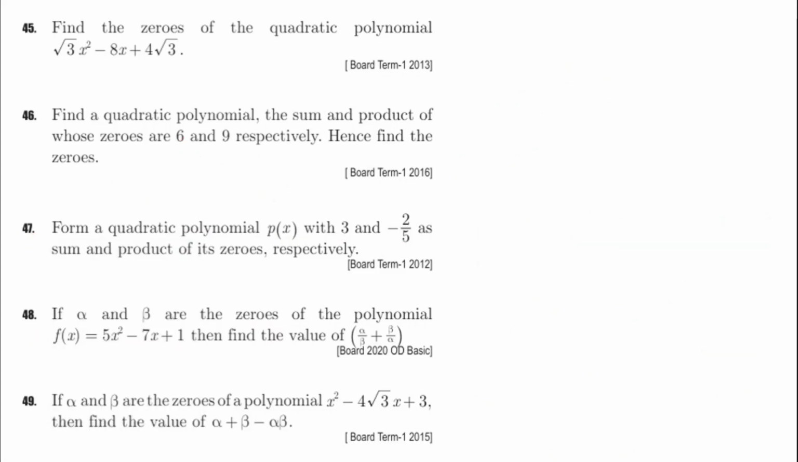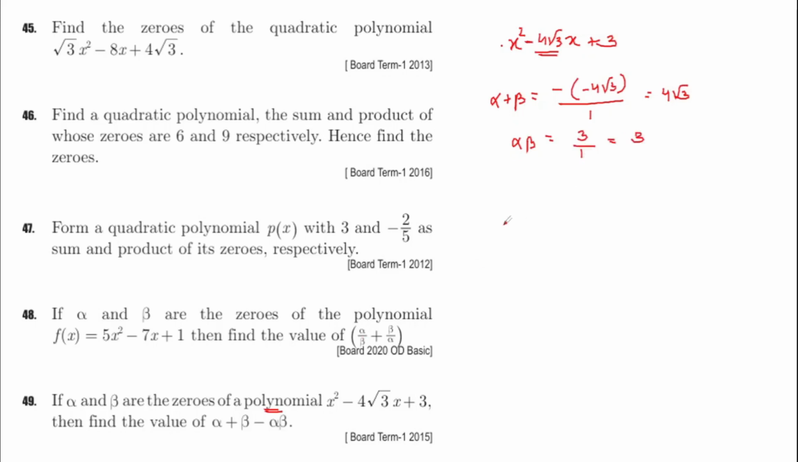Now let's move to question number 49. Again, in this question, alpha and beta are the zeros of the polynomial. This is given to you, and the polynomial is x square minus 4 root 3x plus 3. Okay, so this is the polynomial. Then find the value of alpha plus beta minus alpha beta. Okay, so alpha plus beta will be minus b by a, and here b is minus 4 root 3, and a is 1, so this will give you 4 root 3, and again alpha into beta will be c by a, so c is 3 and a is 1, this will give you 3.